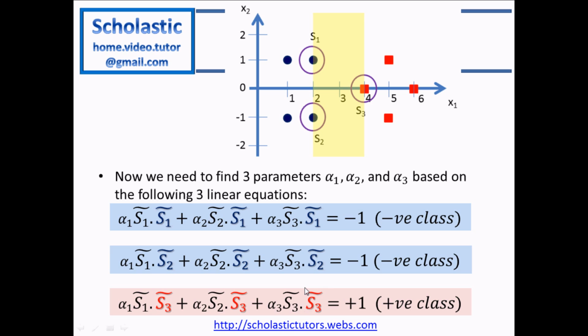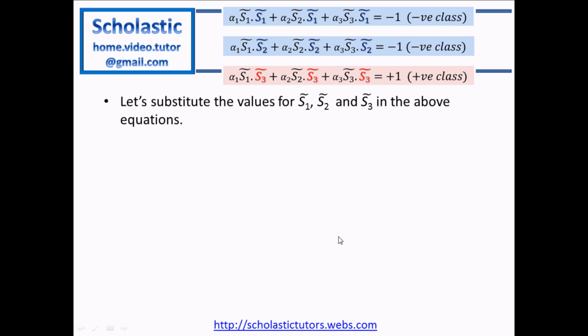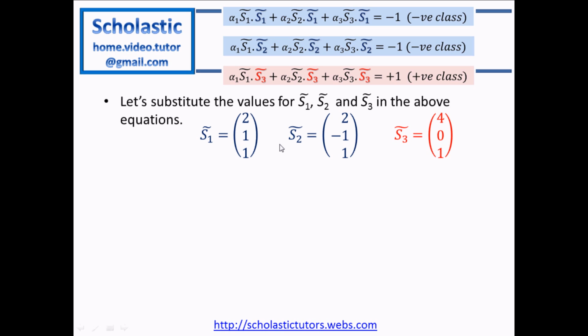Let's see how we multiply that. These are vectors, so let's substitute the vectors into these three equations. What we are going to do here is use our modified support vectors. The support vectors you can select according to your needs. Here we have selected 3 of them.